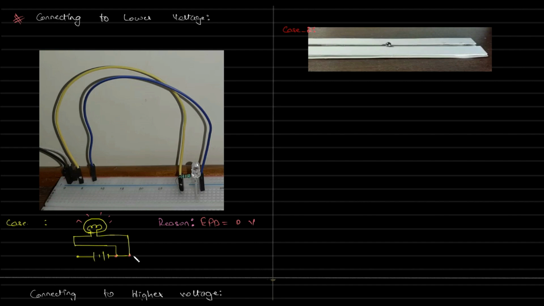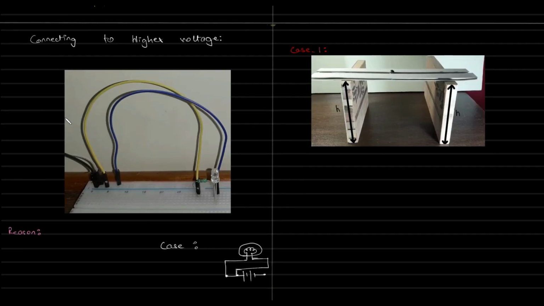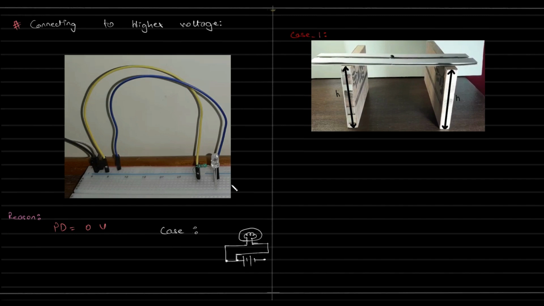0 volt. Now, when we connect it to a higher terminal, it's the same as this. Both ends of the LED are at the higher terminal, so the potential difference between the ends is again 0 volts. And so there is no flow of electrons. Again, we need a potential difference for something to happen, a non-zero value. If it's 0, then it won't glow.